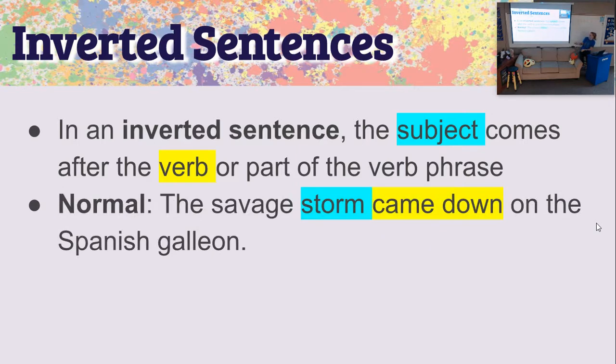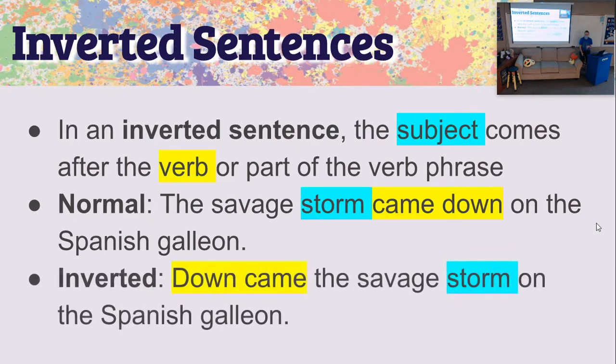So here's an example of a normal sentence where the subject, highlighted in blue, comes before the verb, highlighted in yellow. The savage storm came down on the Spanish galleon. An inverted sentence would look like this. Down came the savage storm on the Spanish galleon.